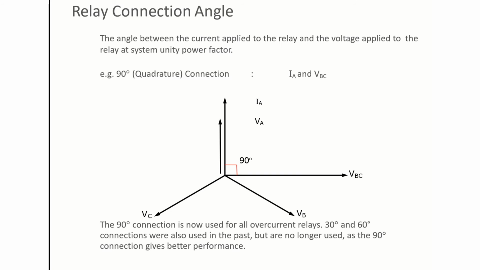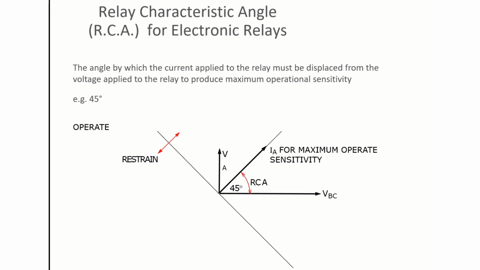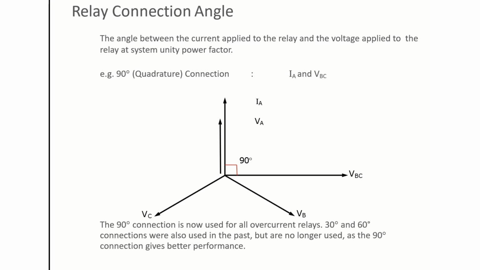So all the relays were having 90-degree connections. Now, what is the meaning of RCA or relay characteristic angle? Basically, this RCA comes from the electronic relays or numerical relays or digital relay times. Earlier, we always knew what we had to do.